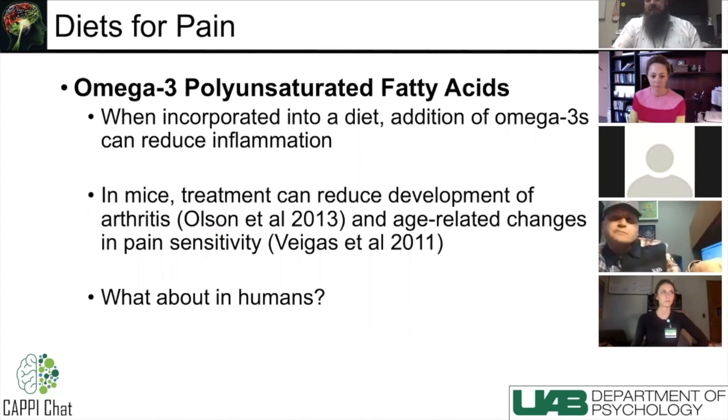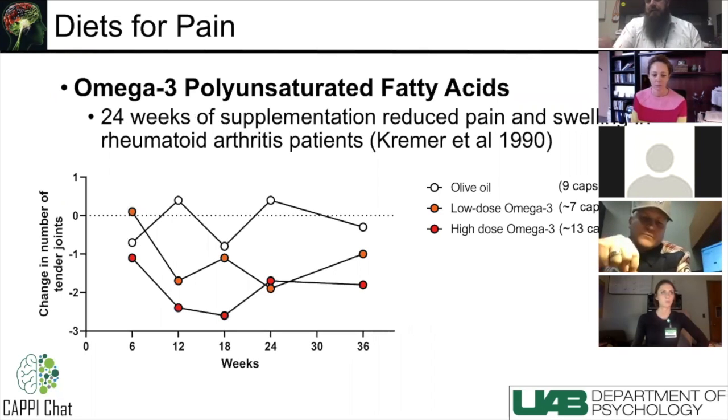In mouse studies, if you treat mice with omega-3s, you can reduce the development of arthritis. You can change the age-related changes in pain sensitivity, so it seems to have a protective effect. But what about humans? Well, this study that I wanted to show, it looked at individuals with rheumatoid arthritis.